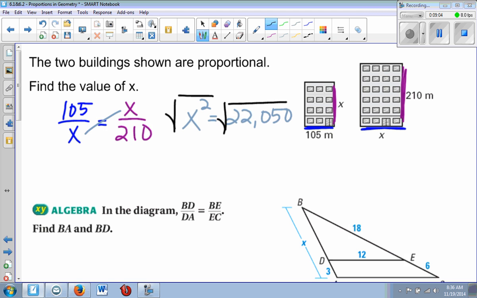So if I take the square root of that number, we are going to end up with a value of 148.5. And that would be in meters. So what they're saying is the base of the larger building and the height of the smaller building are actually the same distance, that distance being 148.5 meters.